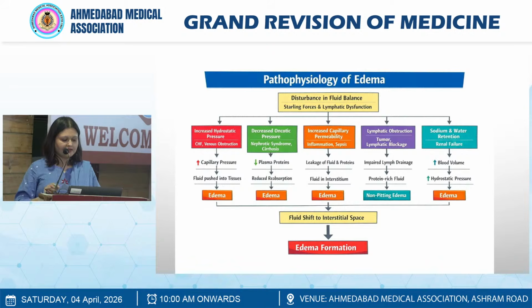Second is decreased oncotic pressure. Oncotic pressure is because of plasma proteins, mainly albumin. Okay, so whenever a patient is having hypoalbuminemia, you find edema. Nephrotic syndrome and cirrhosis of liver, because albumin is synthesized in the liver. So that leads to edema.